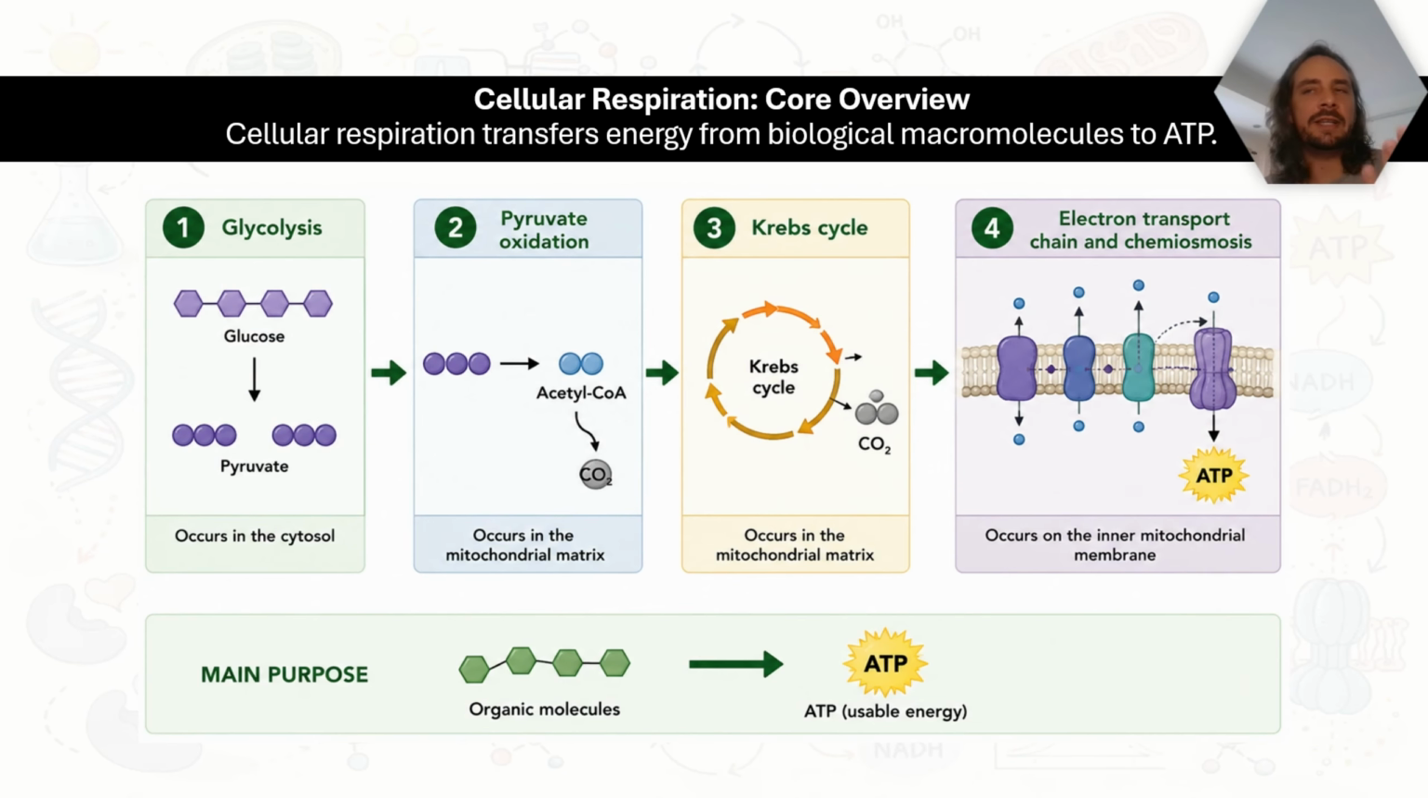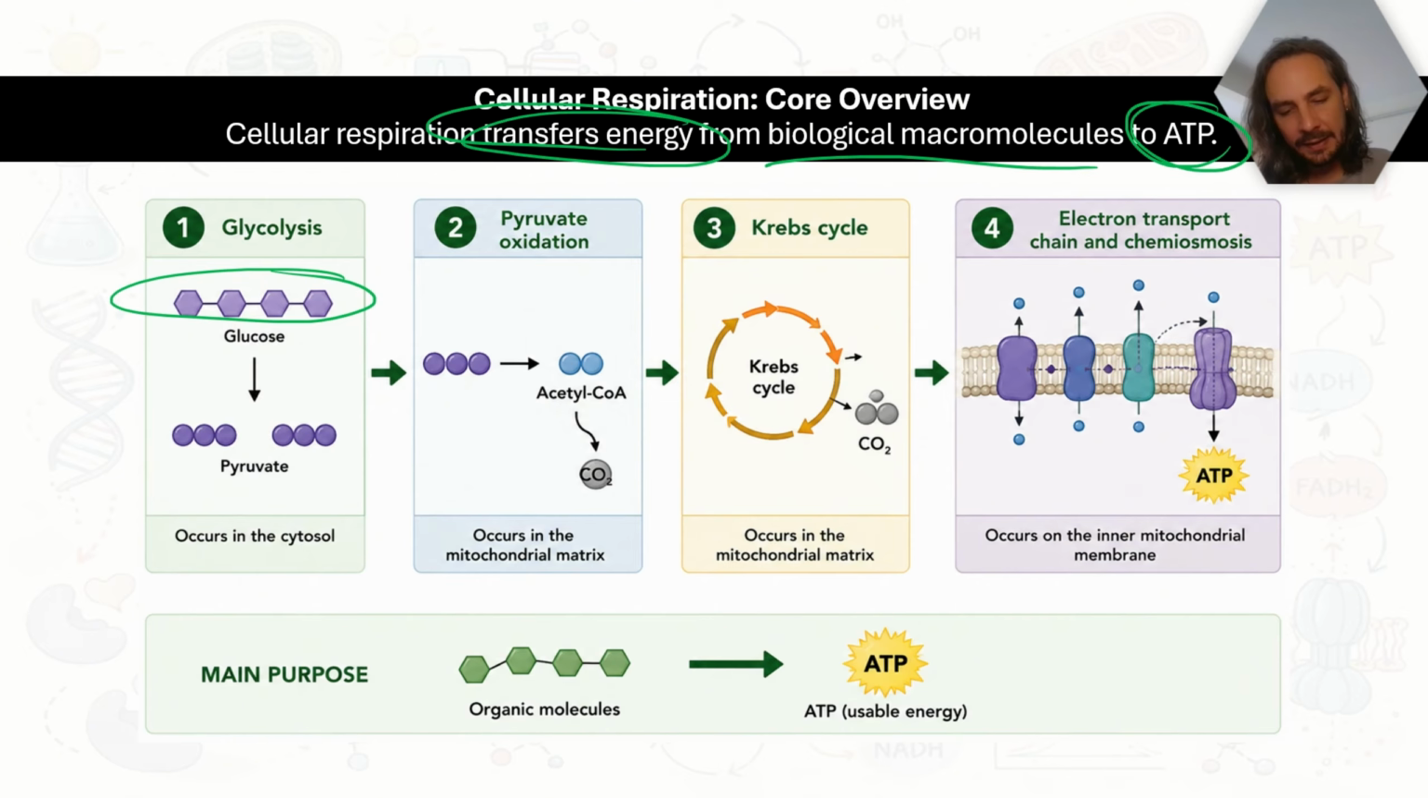For cellular respiration, the core overview is we take these carbohydrates that we got from photosynthesis, and we need to slowly start breaking them down to release energy. Because cellular respiration transfers the energy from biological macromolecules to make ATP.